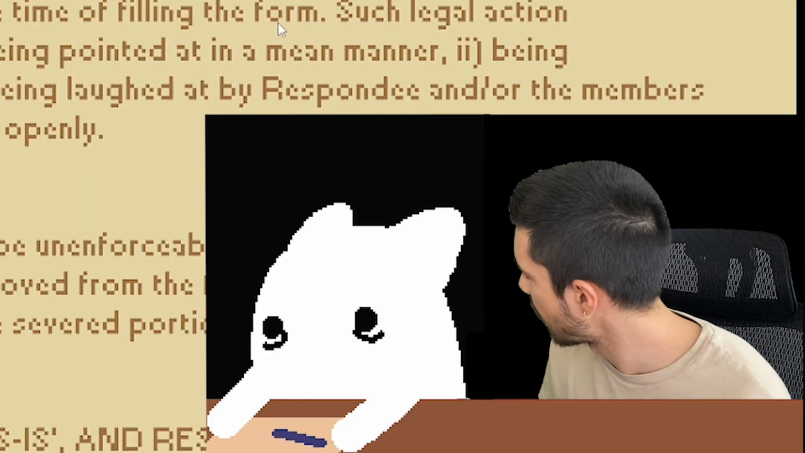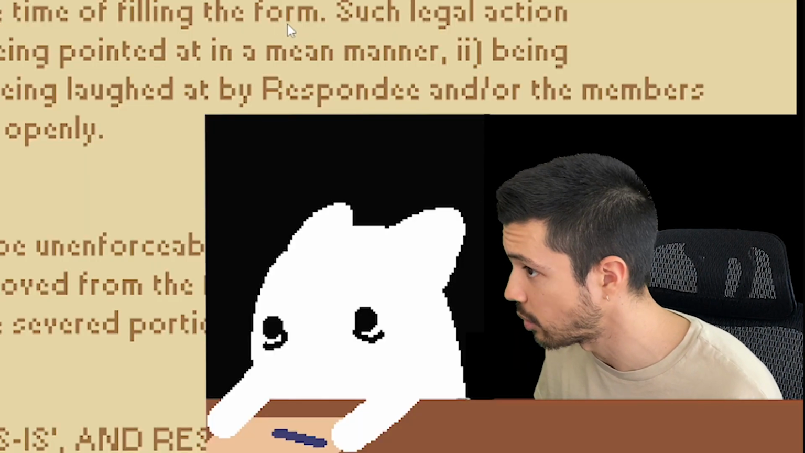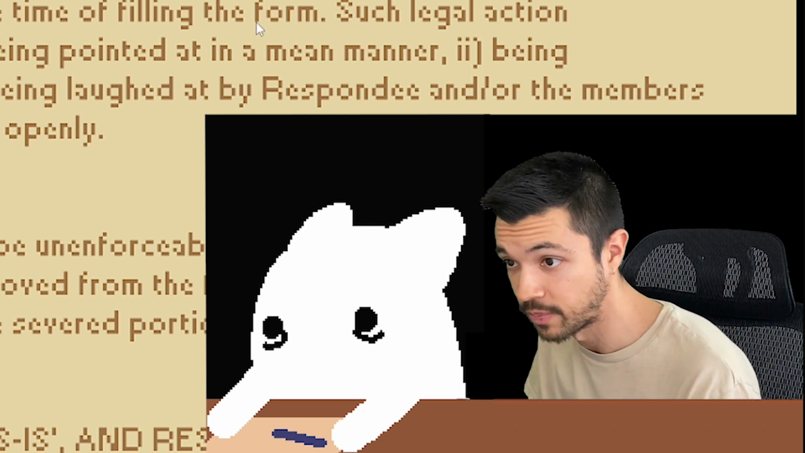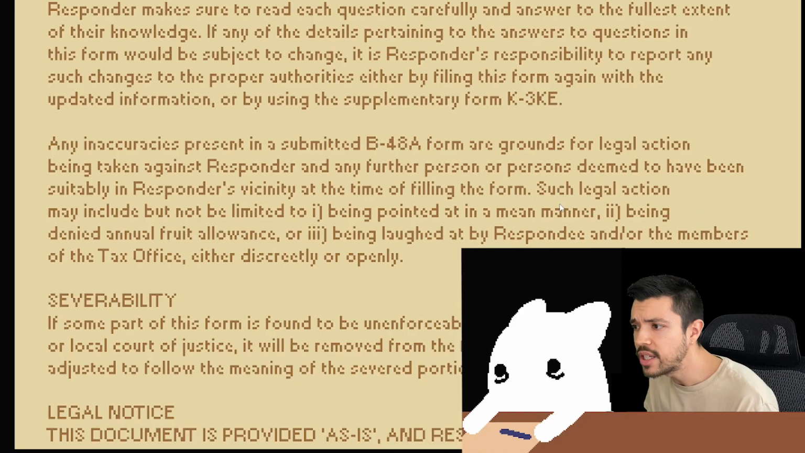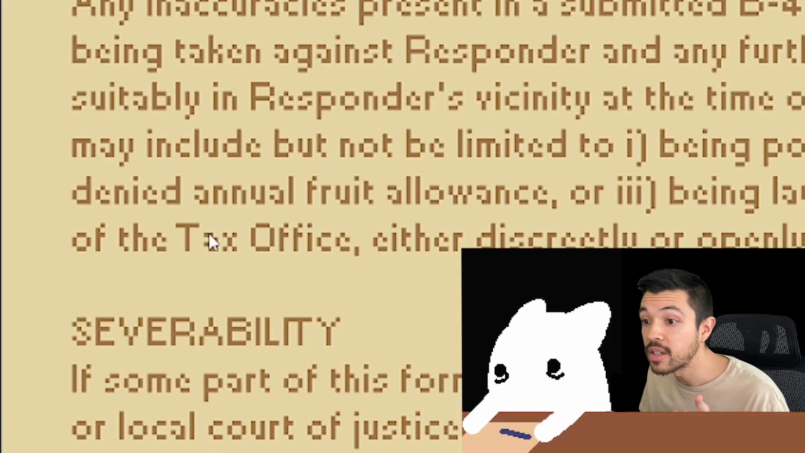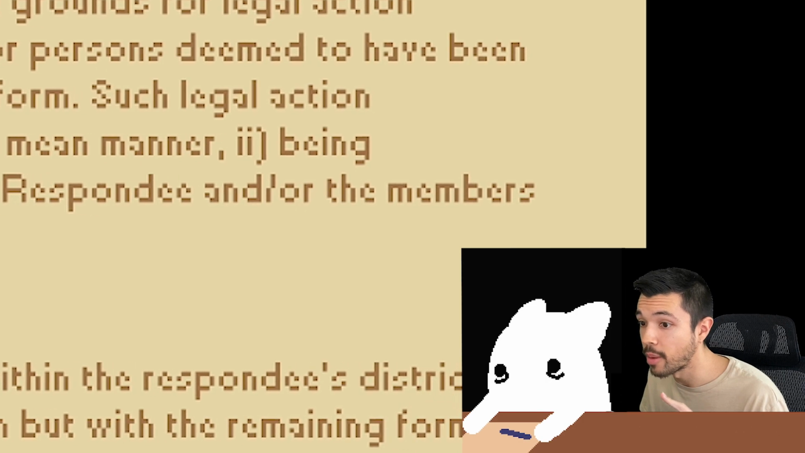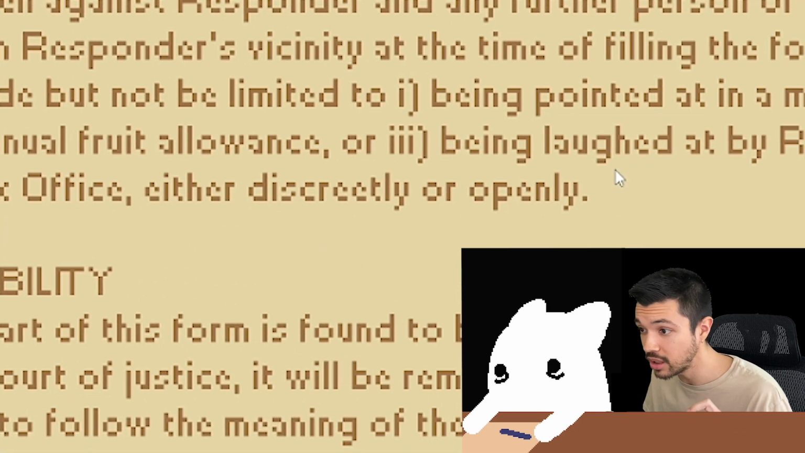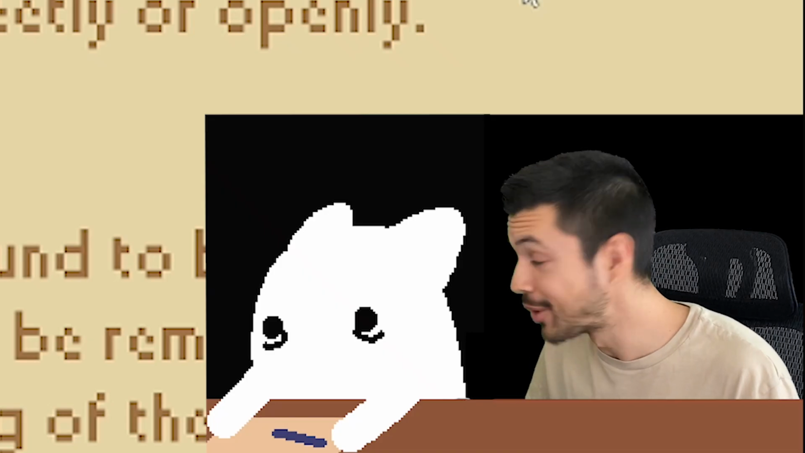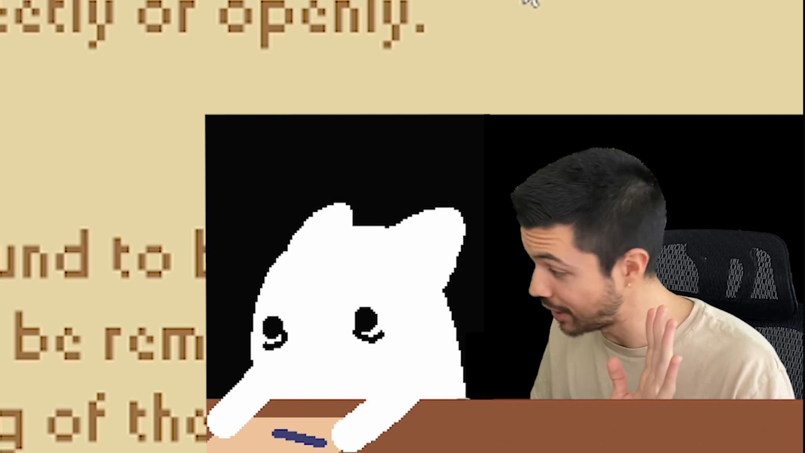In this case, I am in your vicinity, so we just really want to make sure that we get everything here right. Otherwise, I will also be held liable. Such legal action may be included, but not limited to 1, being pointed at in a mean manner. Sucks, but you can deal with it. Being denied annual fruit allowance. That one's rough. That's rough. Being laughed at by respondee and or the members of the tax office, either discreetly or openly. And let me tell you, that one is not fun to have happen to you. I have filled out these forms incorrectly once and I regretted it greatly.